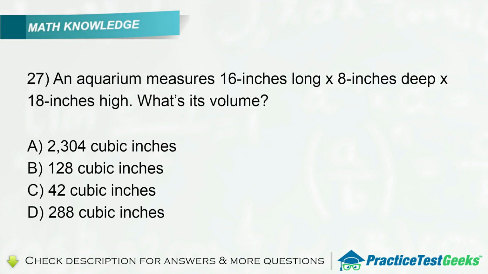Question 27. An aquarium measures 16 inches long, by 8 inches deep, by 18 inches high. What's its volume? A. 2,304 cubic inches. B. 128 cubic inches. C. 42 cubic inches. D. 288 cubic inches.